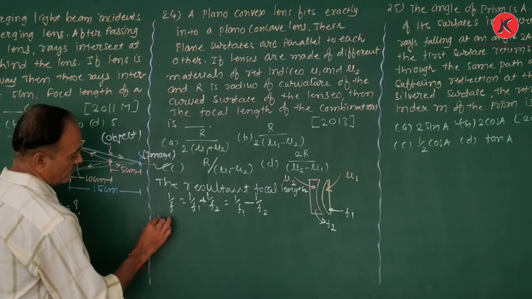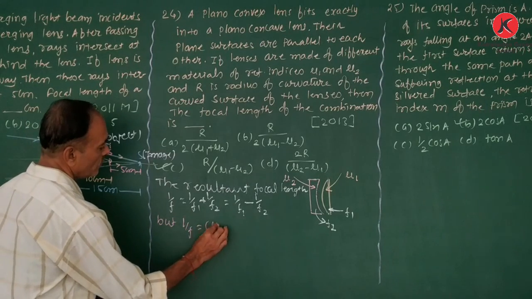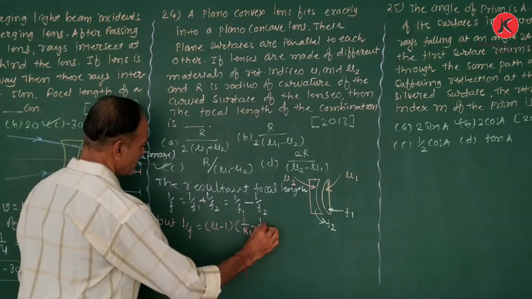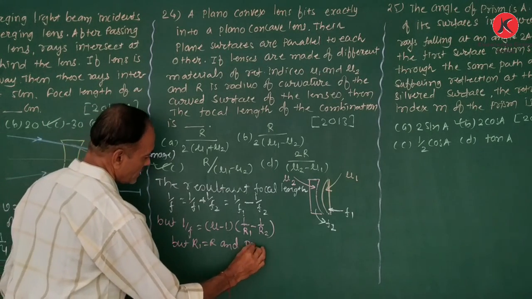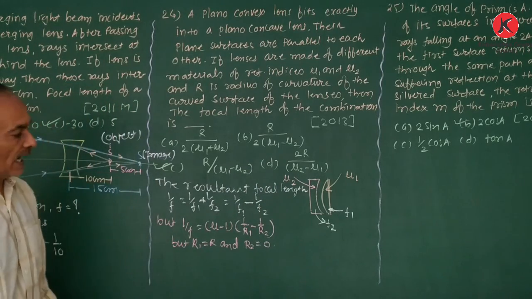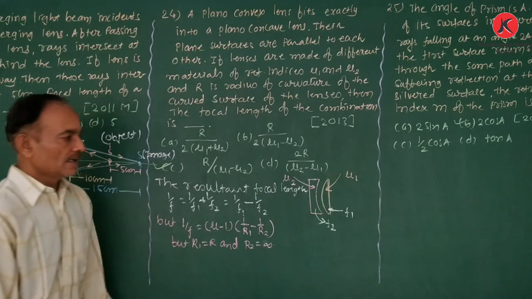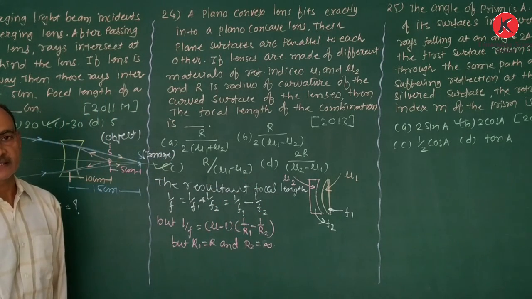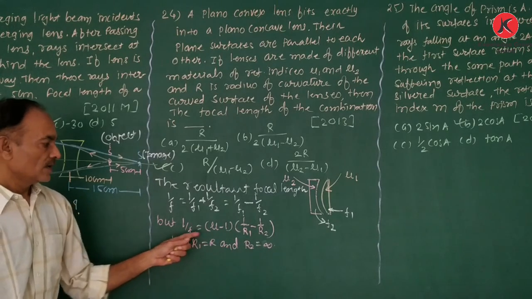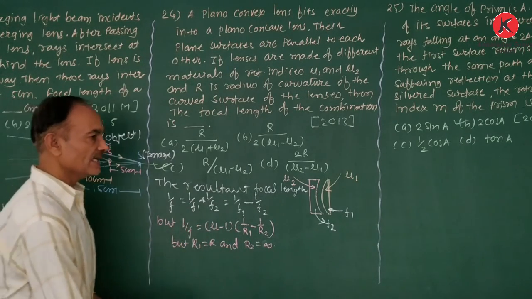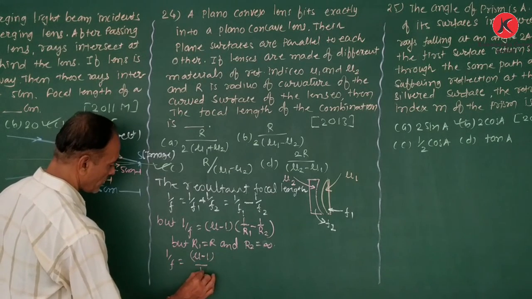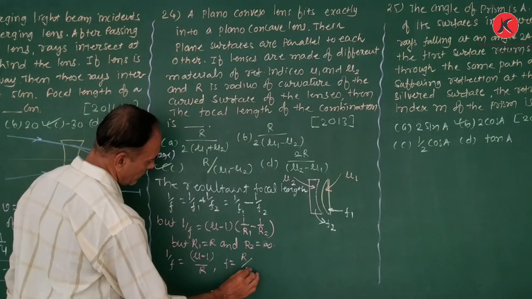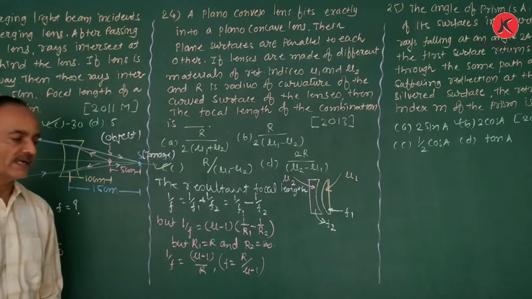We know that 1 upon f is equal to mu minus 1 times 1 upon r1 minus 1 upon r2. But r1 is equal to r and r2 is equal to infinity. Actually, R2 is a plane surface, so its radius is infinite. Clear this? Okay. Therefore, the relation for the focal length is 1 upon f equal to mu minus 1 upon r. Therefore, f is equal to r upon mu minus 1.